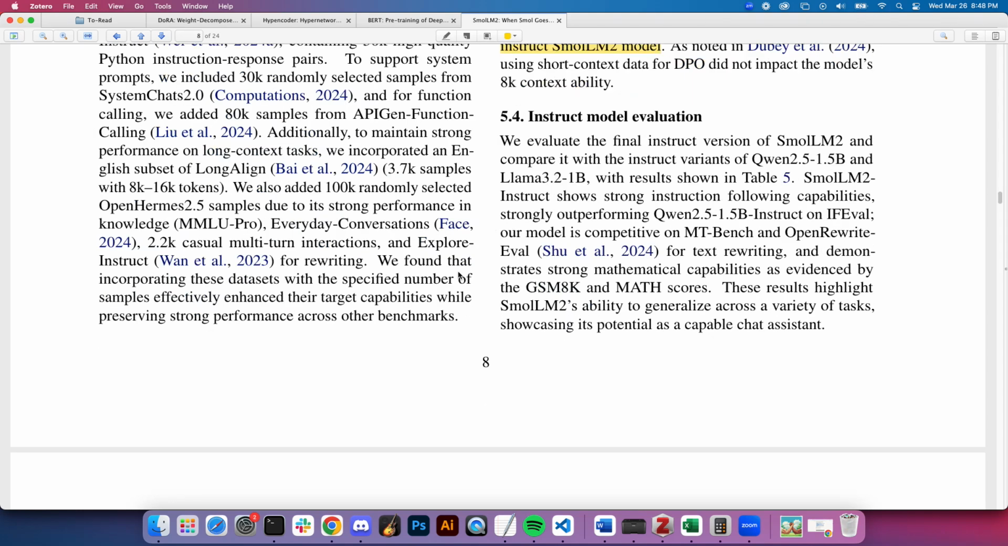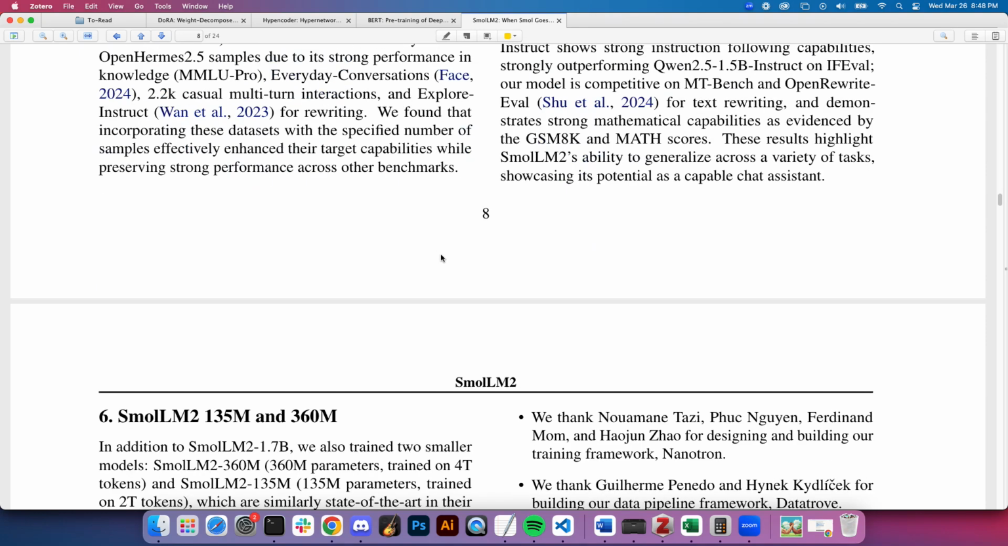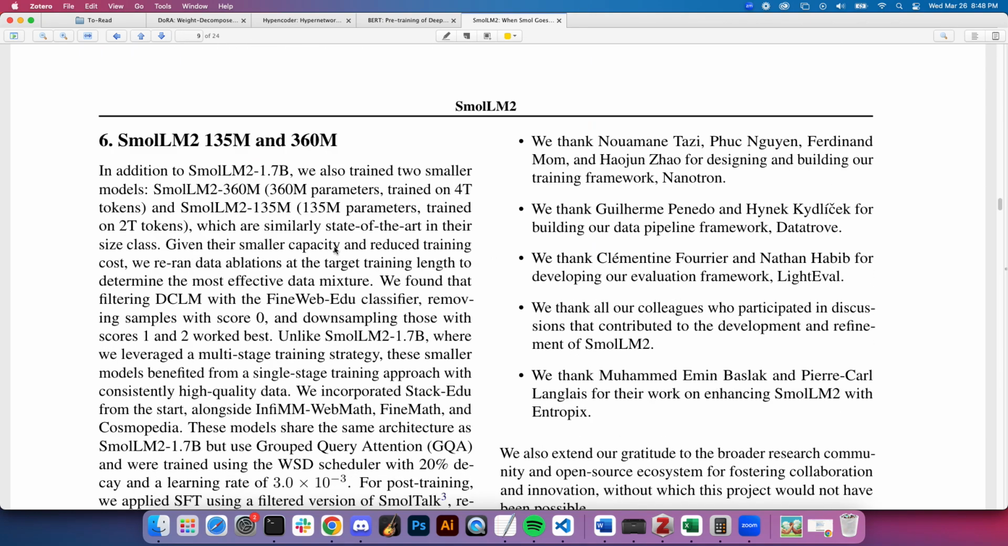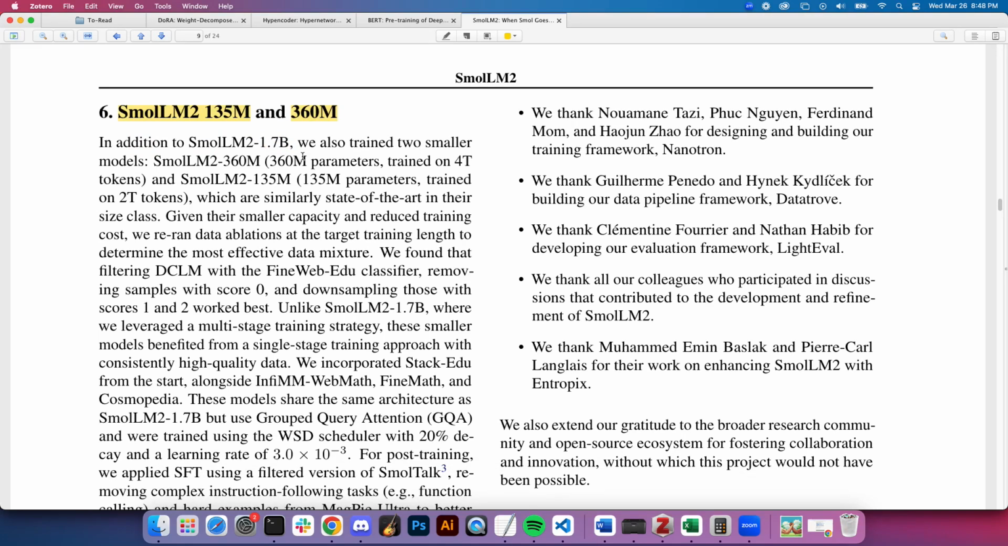SmolLM2's ability to generalize, capable chat assistant, and then here's what I'm interested in, is the 135 million one, and I guess eventually the 360 million one. 4 trillion for 360 million and 2 trillion for 135 million. I think this was the same number of tokens for ModernBERT, which I think is a similar size.